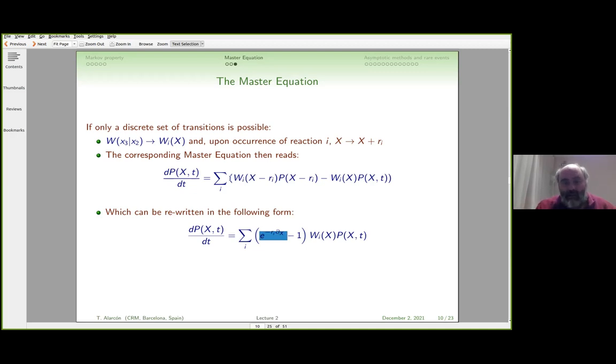Okay, so here you are taking this function and translating it by a factor ri. And this thing is the translation operator for a translation of ri. Again, this is a bit weird, but you can work through it and convince yourselves that this is correct.